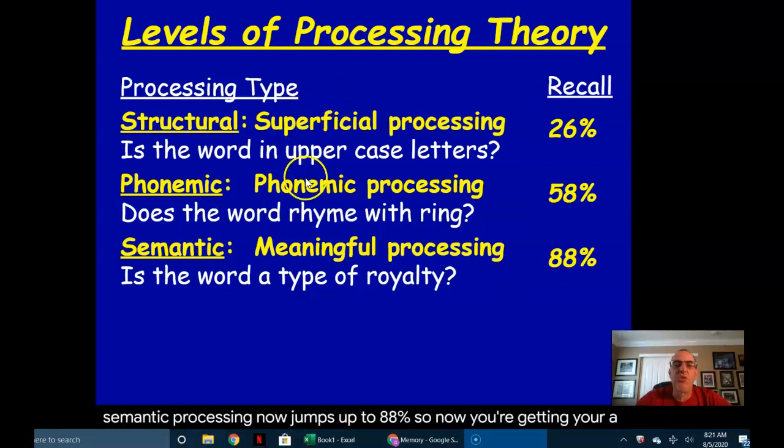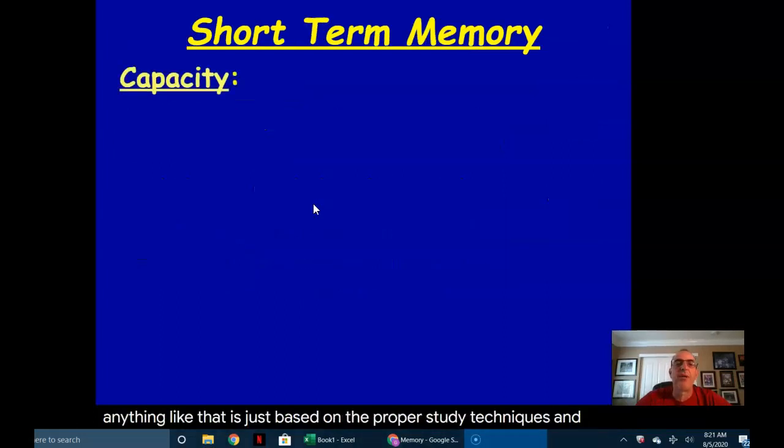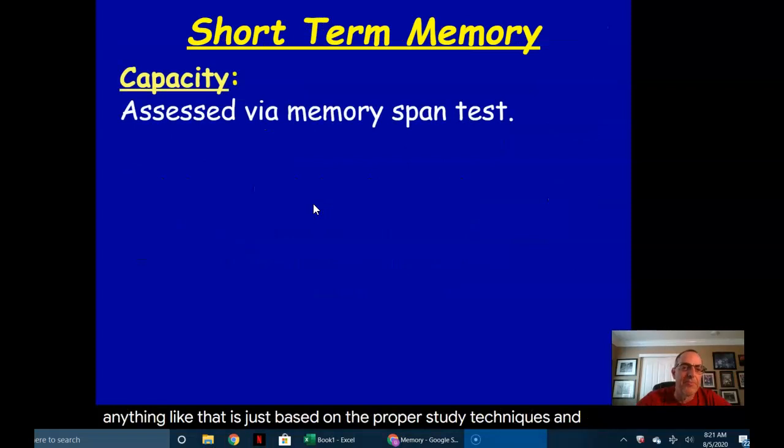So what this shows you is the way that you actually study is going to make a huge, huge difference. So it's not based on your intelligence or anything like that. It's just based on the proper study techniques. And unfortunately, you guys were not ever told to study the correct way.